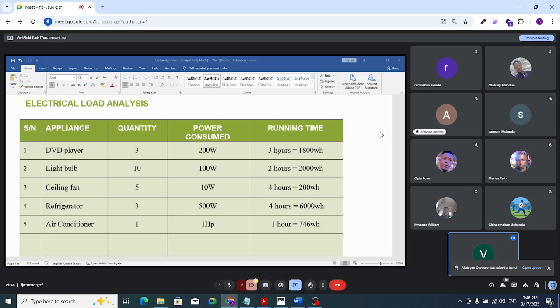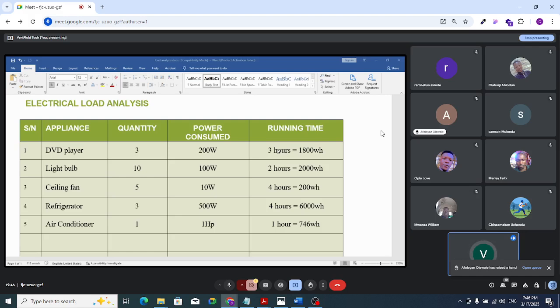So how do you carry out a load analysis? For you to be able to carry out a load analysis, you need to take into consideration 3 standard parameters. One, the quantity of appliance. 2, the power consumed by the appliance. 3, the running time of the appliance. The quantity of appliance has to do with how many of the same appliance does your client want to power up using the solar system?